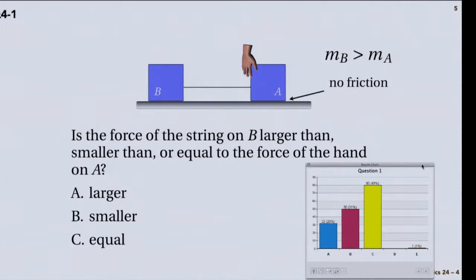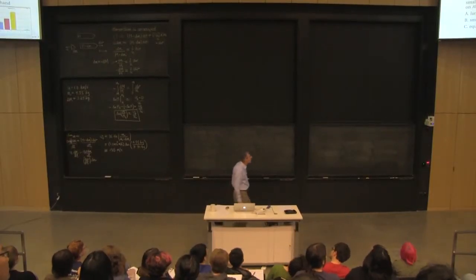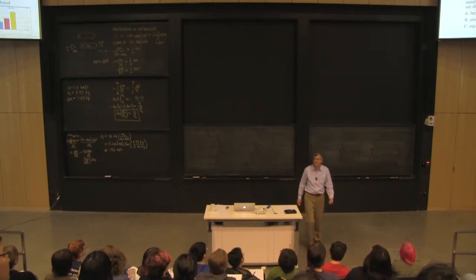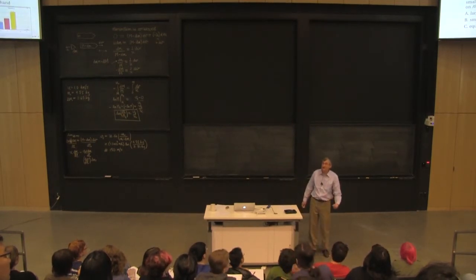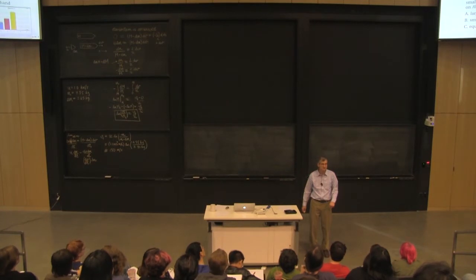So the force that A is exerting on the string or whatever. Okay, so she says the force that A is exerting on B by the string must be equal to the force that B is exerting on A because of the string. Is that true? And how will we know?